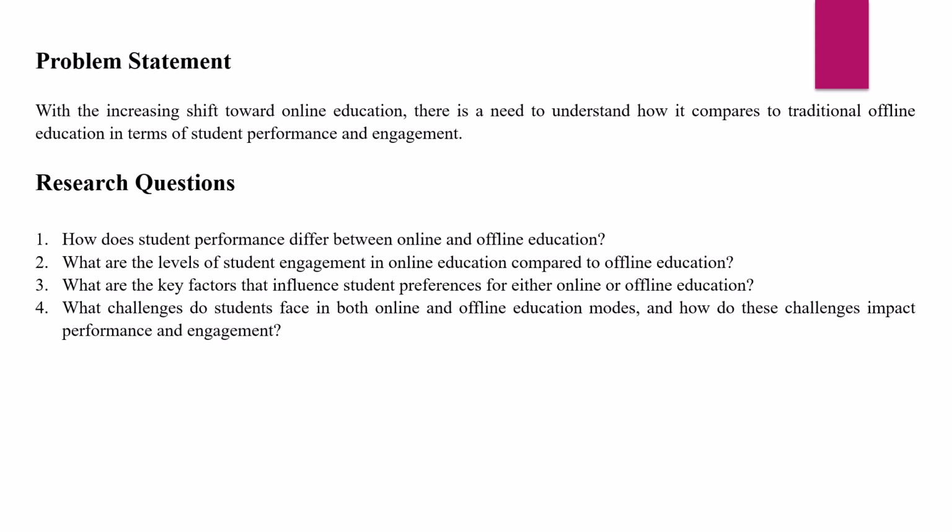Now we have some research questions. Number one, how does student performance differ between online and offline education? Number two, what are the levels of student engagement in online education compared to offline education? Number three, what are the key factors that influence student preferences for either online or offline education? And what challenges do students face in both online and offline education modes, and how do these challenges impact performance and education?